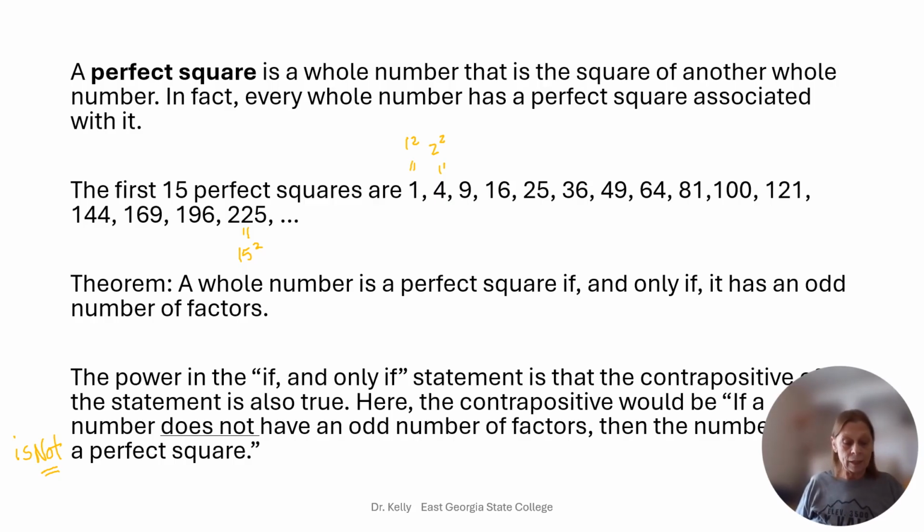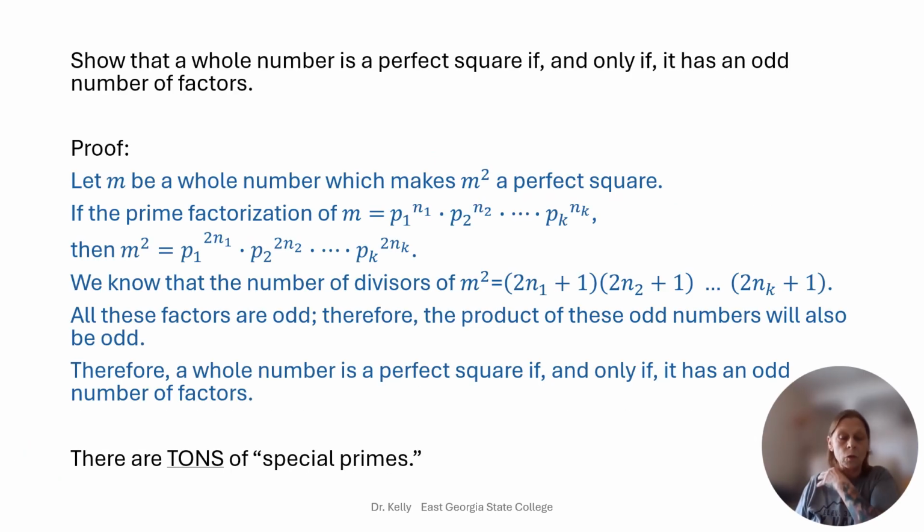Okay. So that's the idea about the perfect square, and the reason I bring it up here is I'm going to show you another proof. Show that a whole number is a perfect square if and only if it has an odd number of factors. So here's the proof of that. I did the proof in blue here, and so let's see. Let m be a whole number, which makes m squared a perfect square.